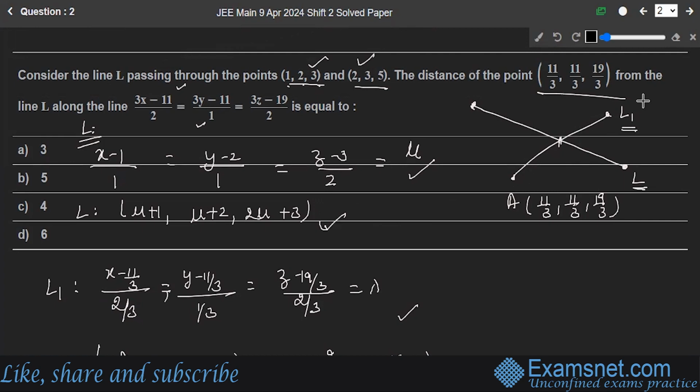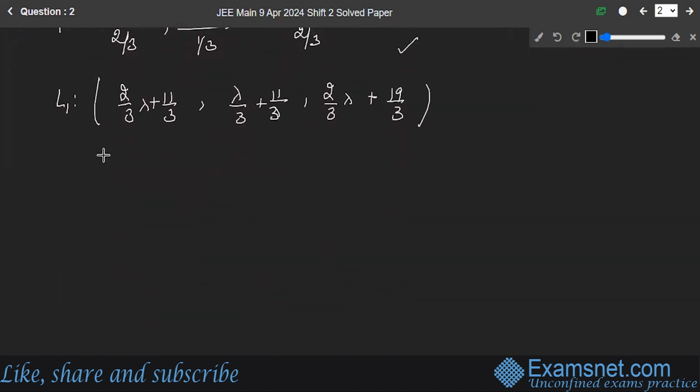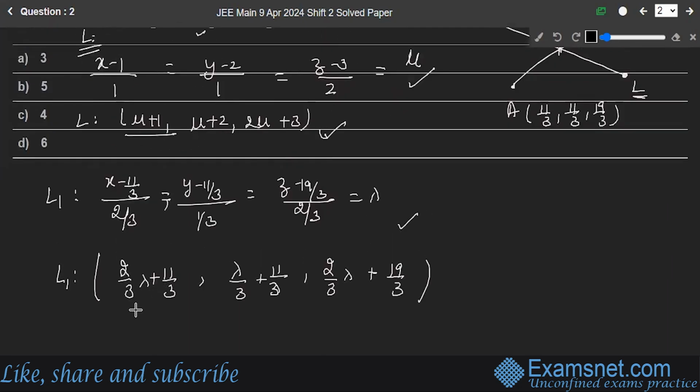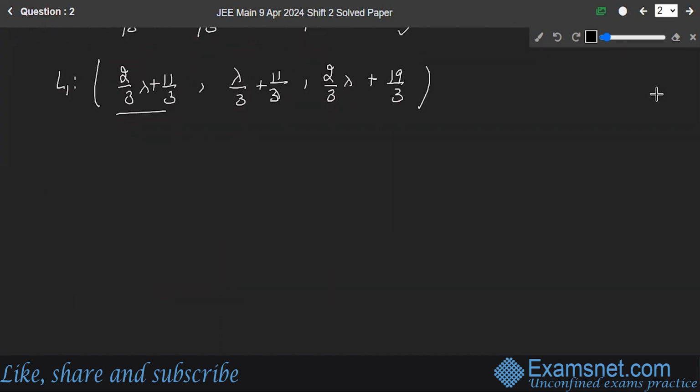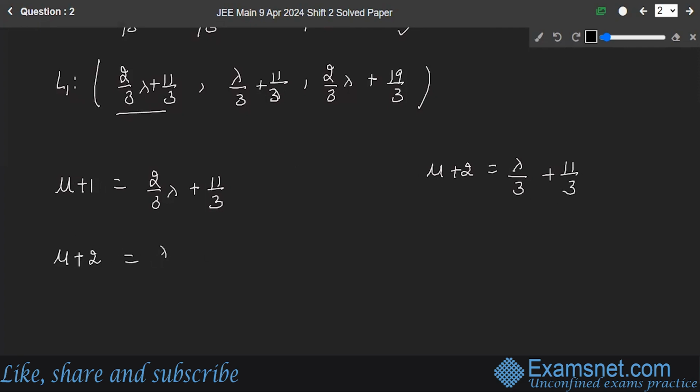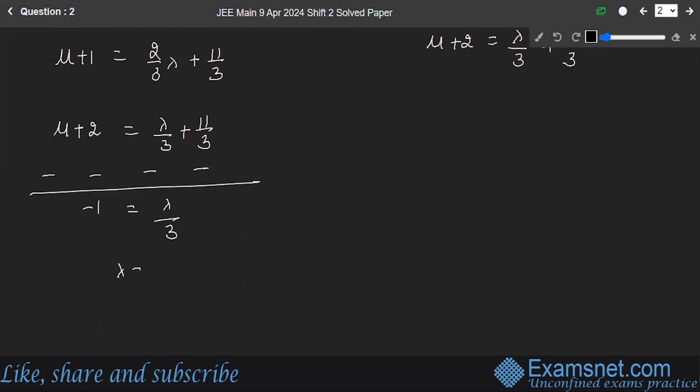So for their point of intersection, you will have these two equal. That means mu plus 1, the direction ratios, will be equal. Mu plus 1 will be equal to 2 upon 3 lambda plus 11 upon 3, and mu plus 2 will be equal to lambda upon 3 plus 11 by 3. Let's subtract both of them. You will have lambda plus 2 is equal to lambda upon 3 plus 11 by 3. Subtract, and you will have minus 1 is equal to lambda upon 3, which gives you lambda is equal to minus 1.